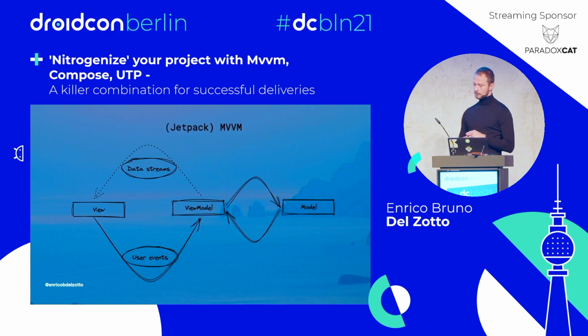MVVM, as you know, is the most common and famous pattern that is used these days. We just expose a data stream from the view model. The view is emitting user events, so we are reacting and we are changing and emitting another data flow. This is what we are looking for, right? So it's based on the unidirectional data flow, so Jetpack Compose can be used very easily with this pattern.